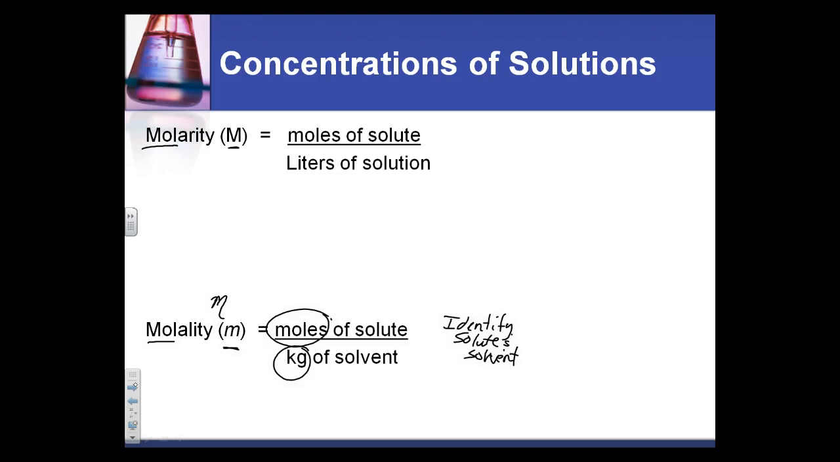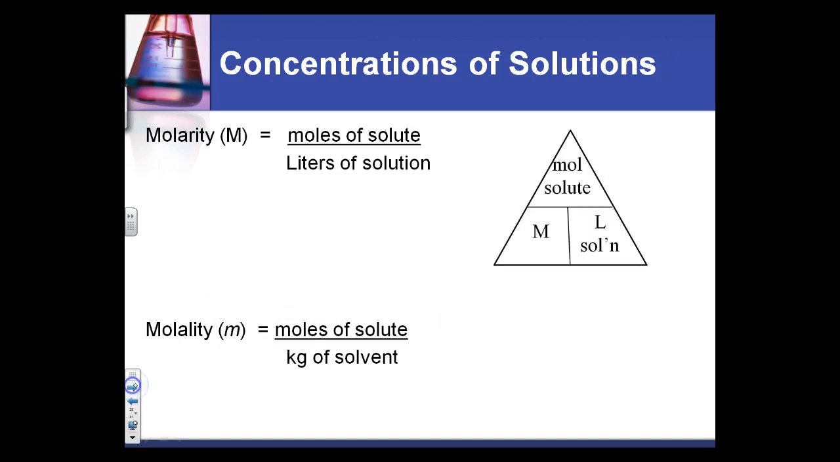Now, because we have 3 things here, we can use the triangle trick to help us with this. So molarity is going to have a triangle that looks like this. Now remember that in order to use the triangle trick, what you do is you cover up what you're looking for. So you want to check it against a known equation. So if I'm looking for molarity, I would cover up that M and I would see that it's going to be moles of solute over liters of solution.